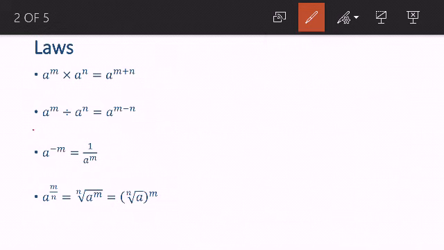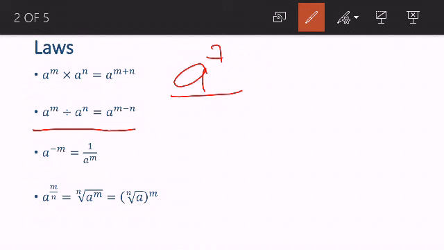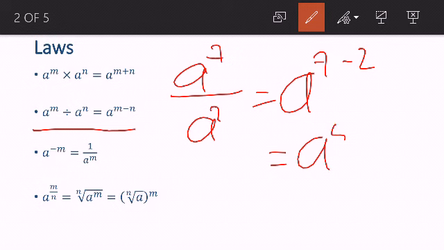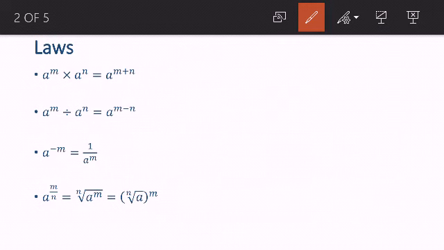Okay, so that leads us to the second law, which is the division law. That means when you are dividing two indices of equal base, then you subtract the power. So a good example, if I have a raised to power 7 divided by a raised to power 2, it is the same thing as saying a raised to power 7 minus 2, and that will give us a raised to power 5.